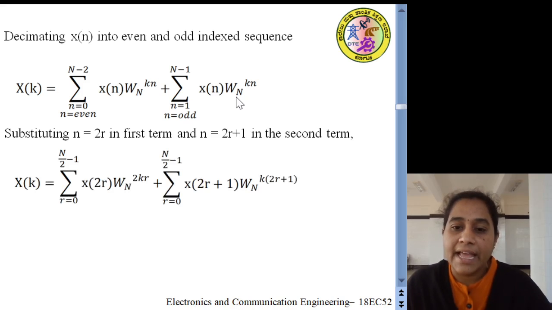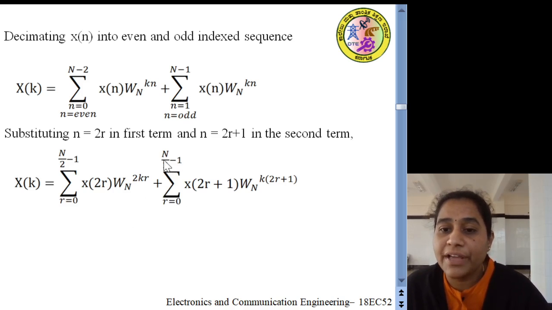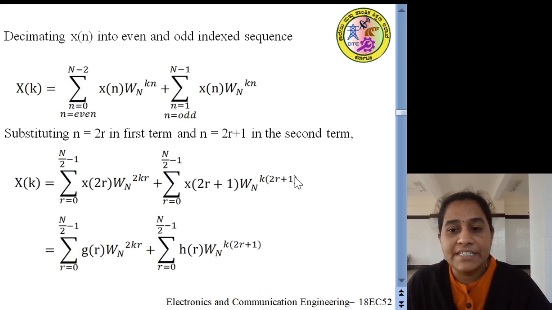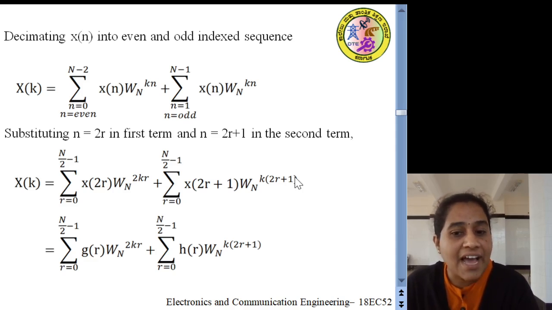Okay, what we obtain is X(k) equals the summation r varying from 0 to N/2 minus 1 of x(2r) W_N raised to the power 2kr, plus the summation r varying from 0 to N/2 minus 1 of x(2r+1) W_N raised to the power k(2r+1), which is equal to the summation r varying from 0 to N/2 minus 1 of g(r) W_N raised to the power 2kr, plus the summation r varying from 0 to N/2 minus 1 of h(r) W_N raised to the power k(2r+1).